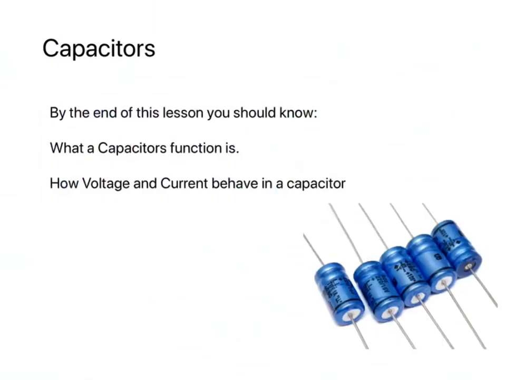To review the learning intentions from the start of this lesson, we now know that a capacitor's job is to store charge, and as it stores charge, it stores energy. We've also taken a look at four graphs. We have looked at two graphs of voltage and current as the capacitor charges, and we've looked at two graphs of voltage and current as the capacitor discharges. You will need to remember these graphs.